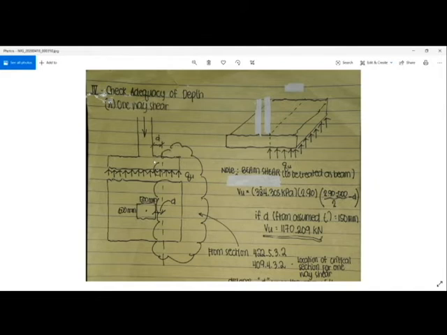Ang pag-isolate natin ng section na to. Letter B, loads are applied at or near the top surface of the beam. So meron din tayong load on the top surface of the beam. So meron tayong load dito.